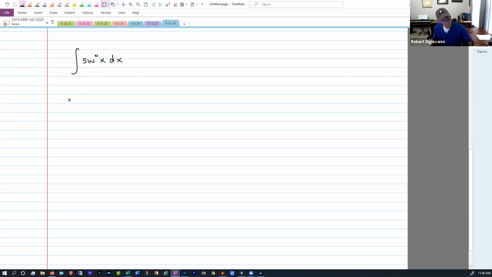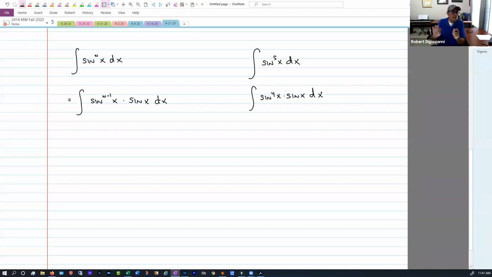So the first thing they did was they rewrote this as sine to the n minus 1 of x times sine of x dx. So think about it this way. Had we had that problem sine to the 5th x dx, the first step was to rewrite that as sine to the 4th x times sine x dx. So in other words, just peeling off one factor of the sine. All it does is it takes the n power, takes it down to n minus 1, but now you have this new sine to the side. Got it? Now what that allows us to do is integration by parts.